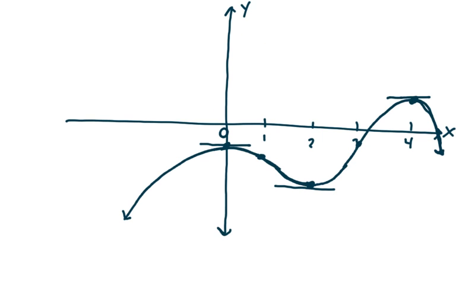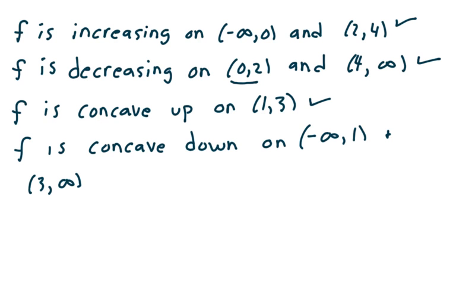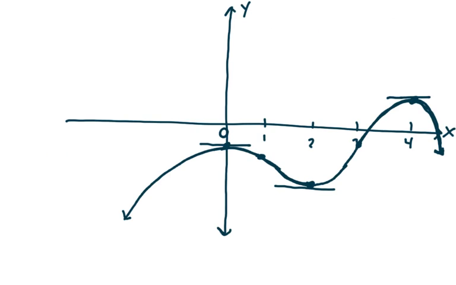So notice that's an inflection, right? Because it changes concavity. So from here and then on and on and on, that's certainly concave down. So this condition has also been met. And so this is a graph that satisfied all of those conditions.